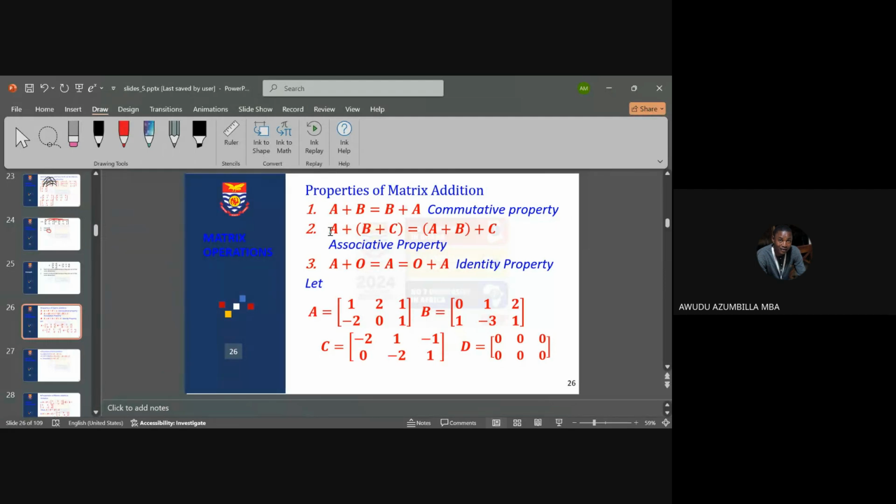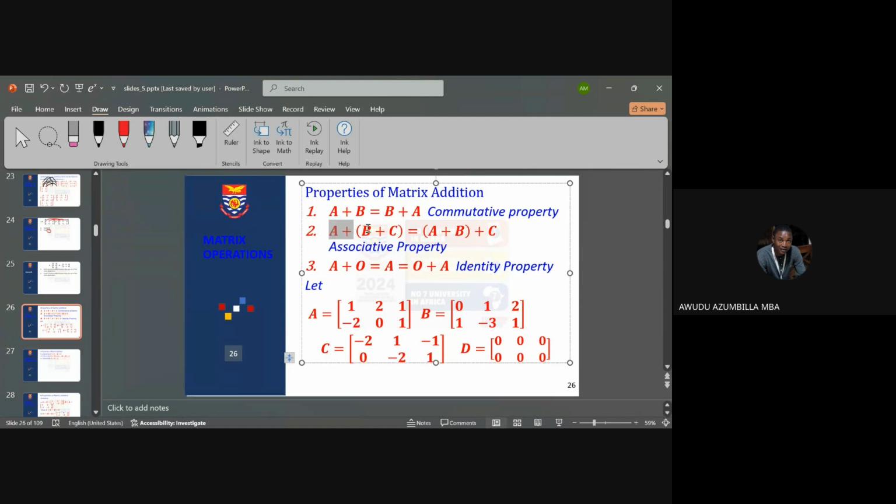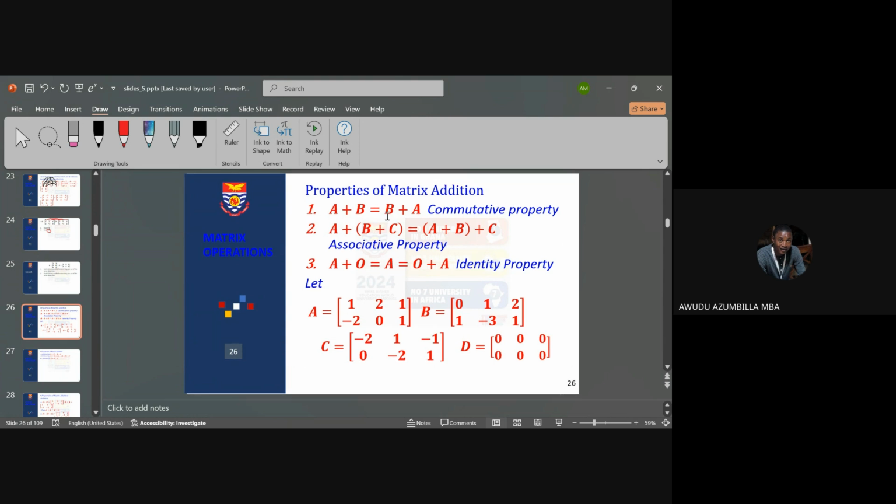And then the associative property means that if you add matrix A up to C, you can verify whether this will work or not. Follow the formula. First of all, you put A there, then you add B to C. After that, you add it to A and see if you add A to B, and then later add it to C, whether you get the same results. That is what we call the associative property. These are properties that you can always verify.